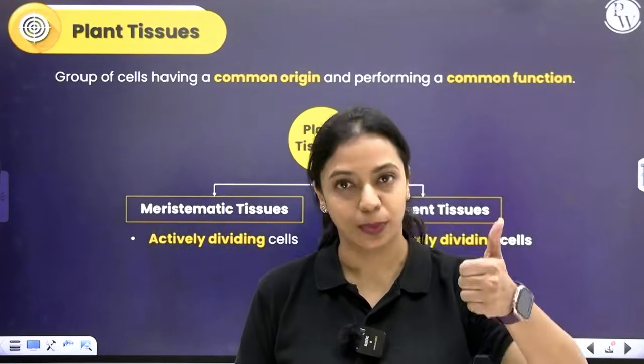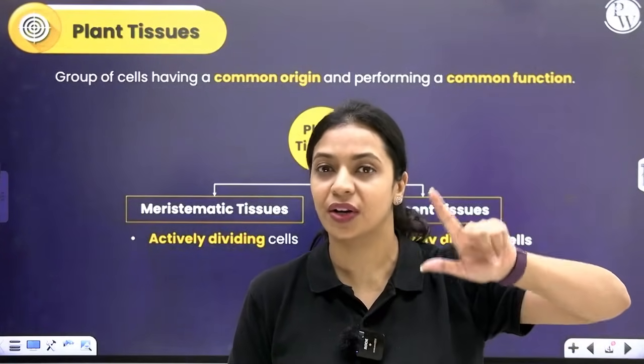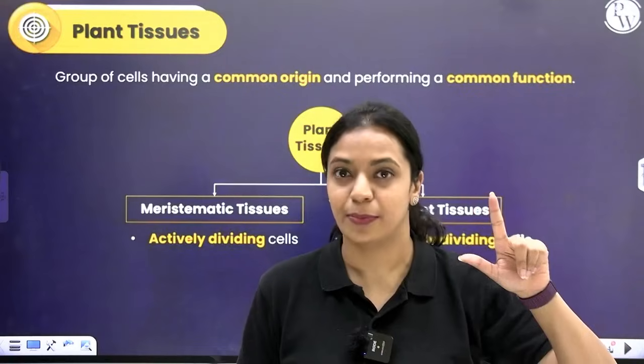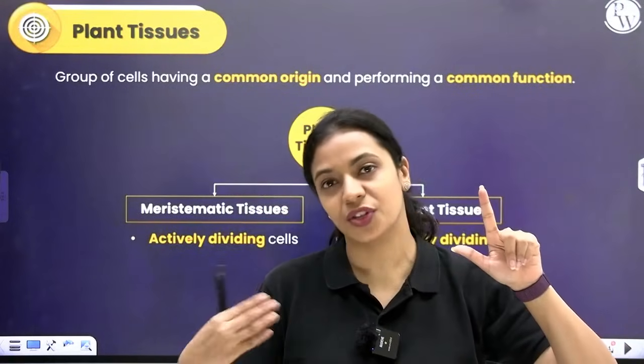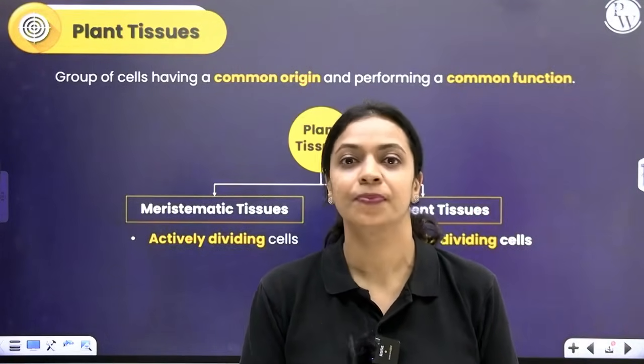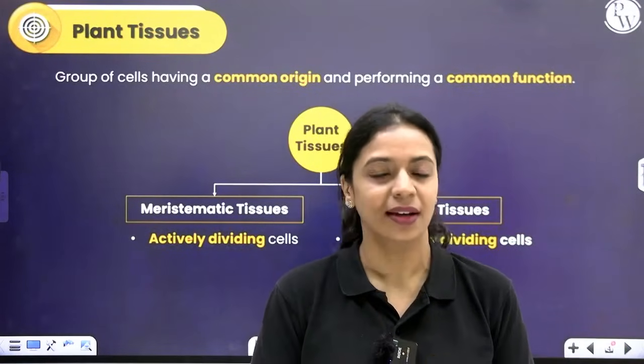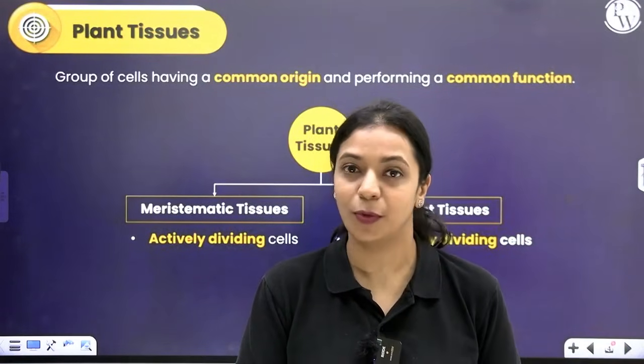It is a group of cells which has a common origin. Origin means they would have formed from the same type of cell. Okay, so their origin will be the same, and also they will perform one common function. Then you can call it a tissue. Here we are going to learn about plant tissues.